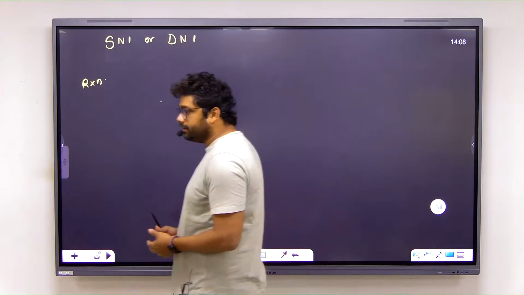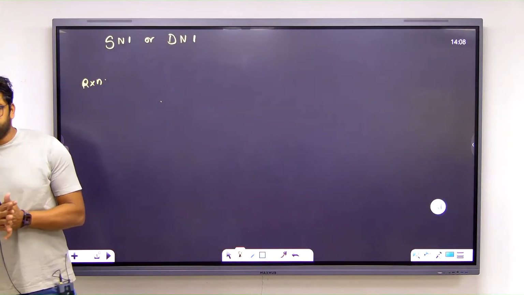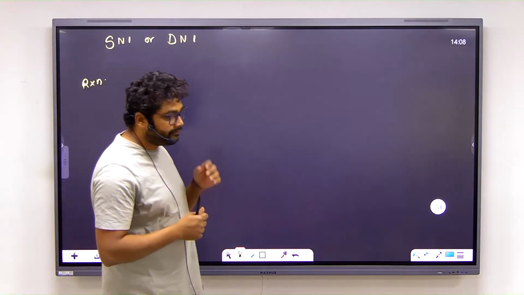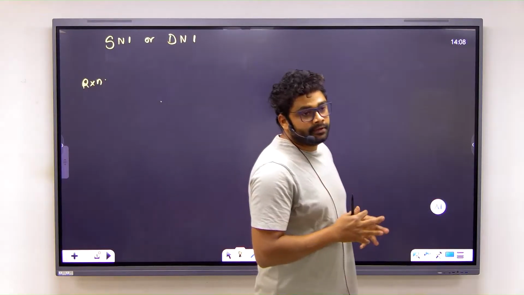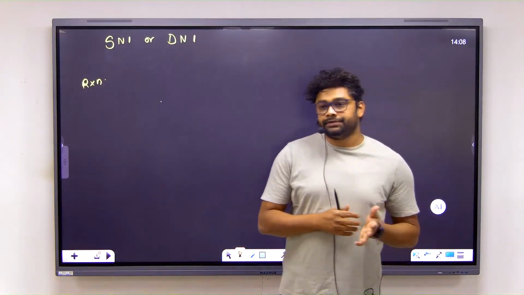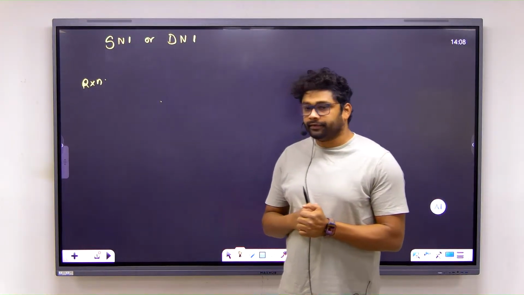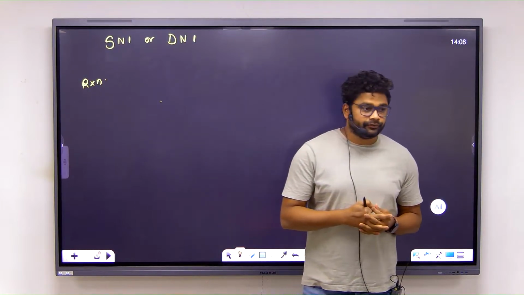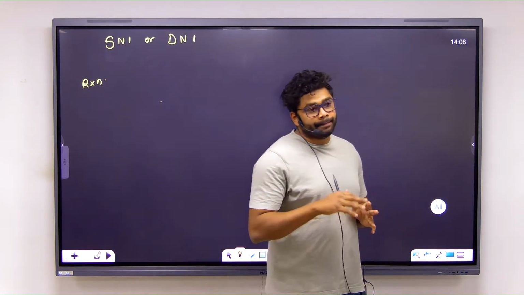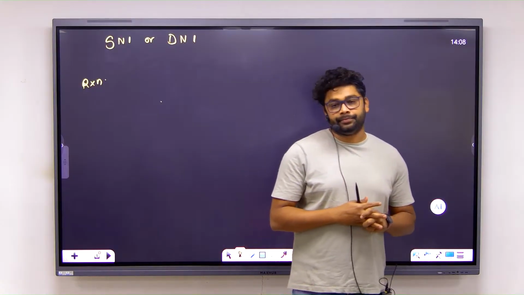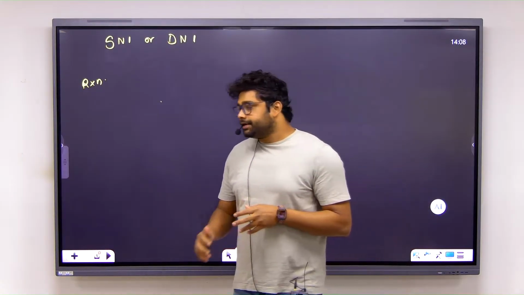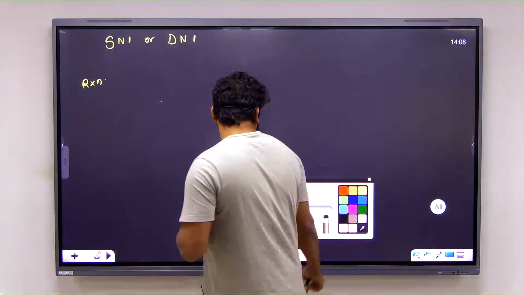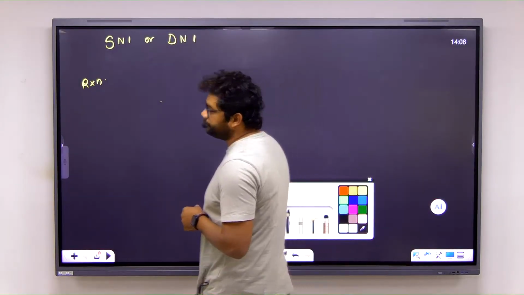In the last lecture we saw SN1 and SN2, and we studied the difference between these two reactions. SN1 is a reaction known as substitution of nucleophile, a unimolecular reaction, and SN2 is a substitution of nucleophile bimolecular reaction. So the first reaction we are dealing with today is the SN1 reaction.